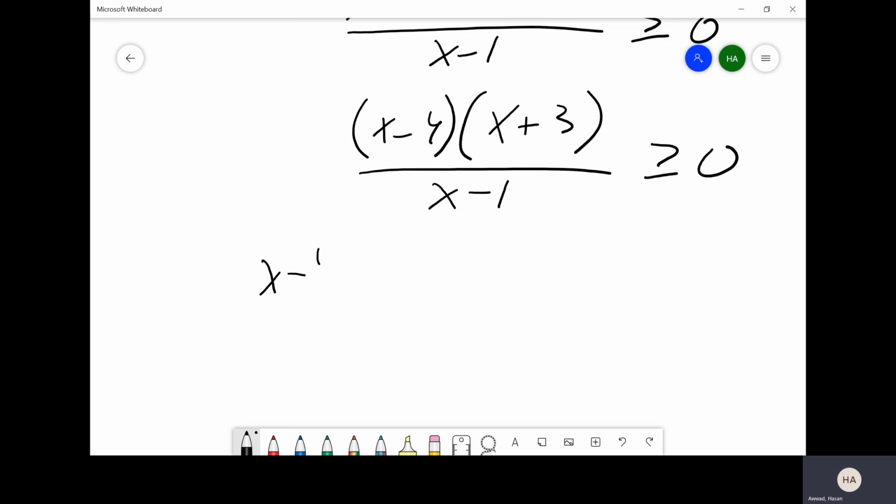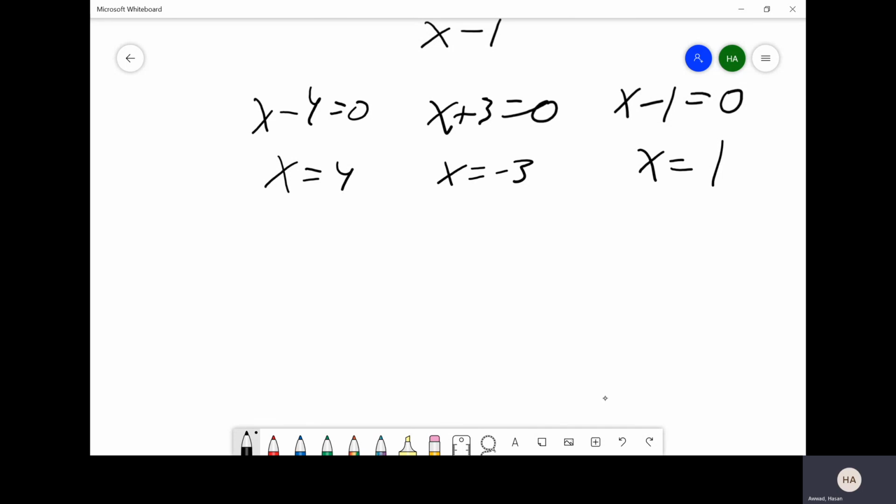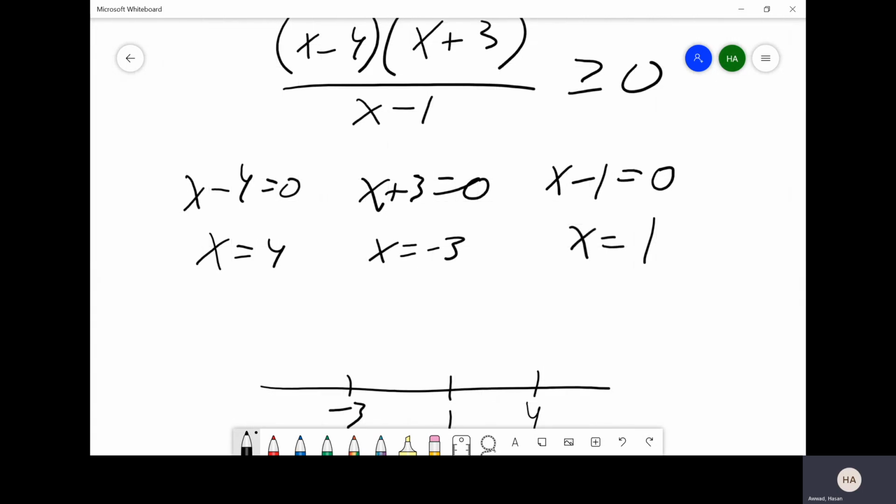So we have x minus 4 is equal to 0, x plus 3 is equal to 0, and x minus 1 is equal to 0. And we get x is equal to 4, x is equal to negative 3, x is equal to 1. So we go ahead and plot these on the number line, all 3 of them. So we're going to have negative 3, we're going to have 1, we're going to have 4, right?